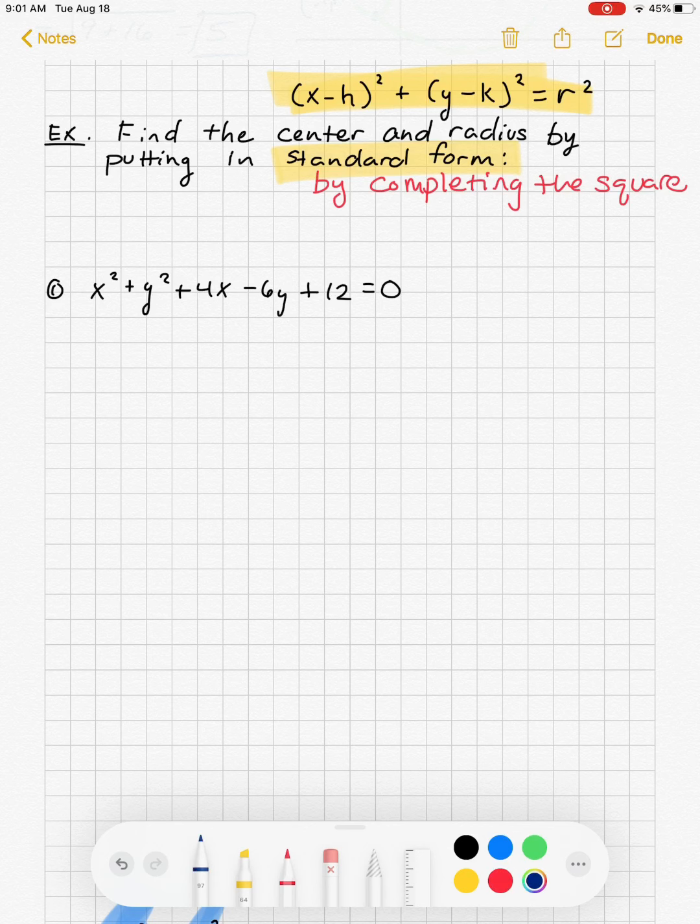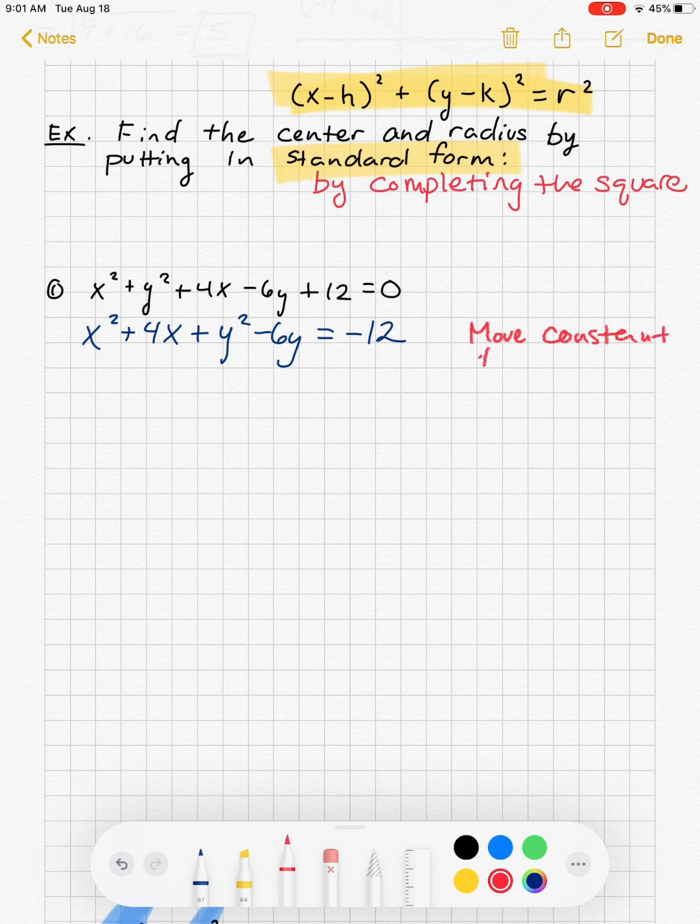First of all, I would rearrange. I would make sure I have the x's together, the y's together. And then I would move the constant, the term that has no variable, so the 12, to the side opposite the variables. Okay? And I rearranged.